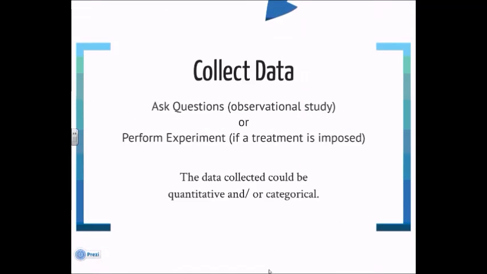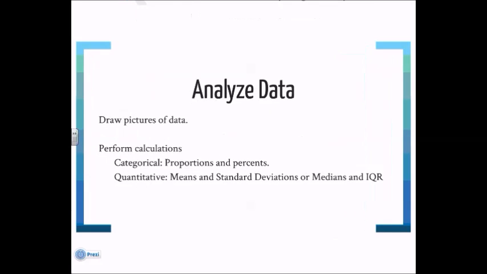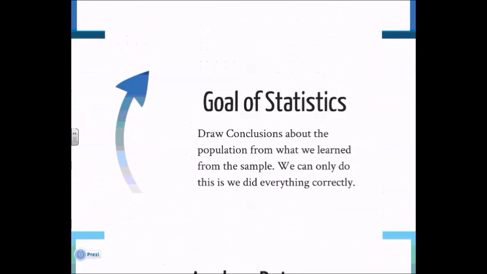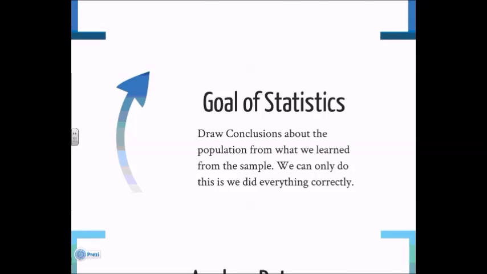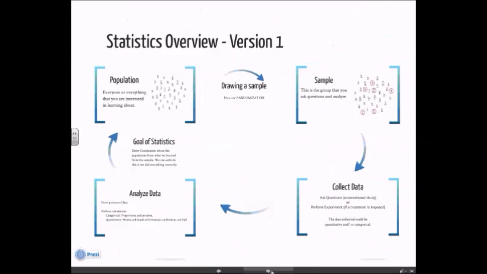We'll collect data from this sample. It could be asking questions, it can be performing an experiment if we're imposing some kind of a treatment. The data we collect could be quantitative or categorical. But we take that data and we analyze the data from our sample. We will usually draw pictures and perform calculations. The goal of statistics is to use our sample to draw conclusions about our population. And we can only do that if we did everything correctly. And that's the overview of statistics.